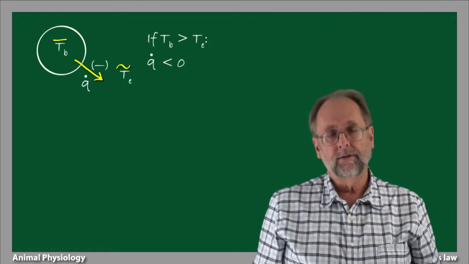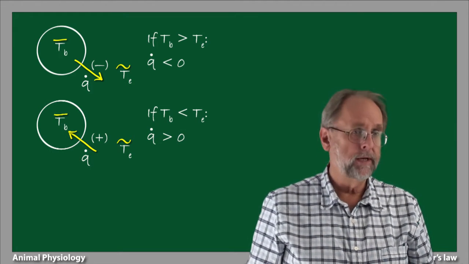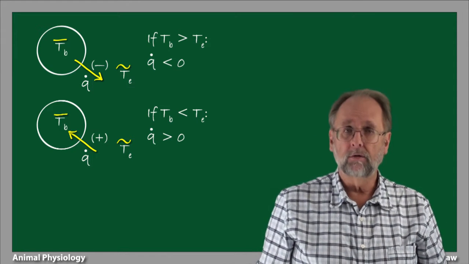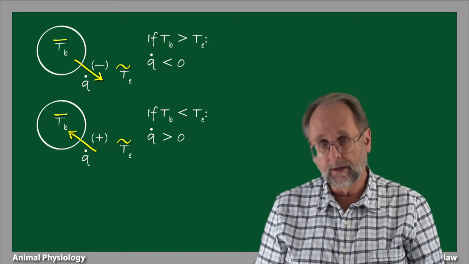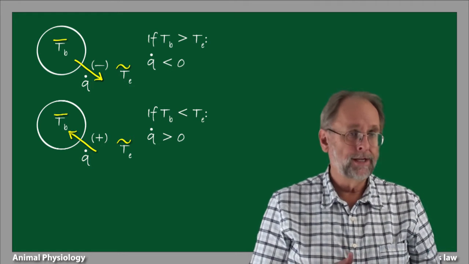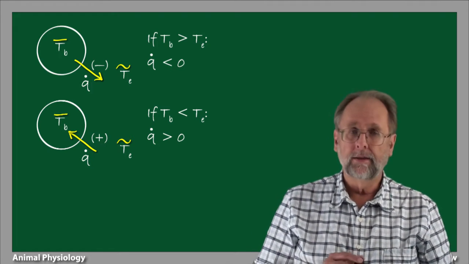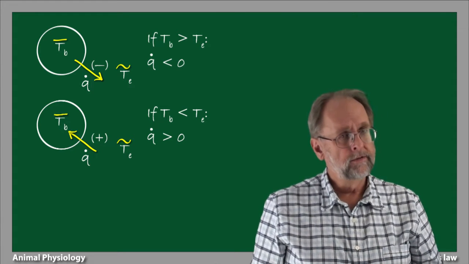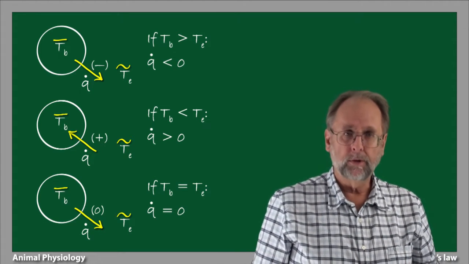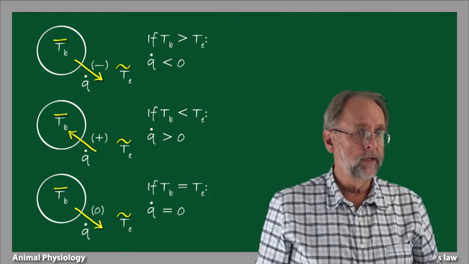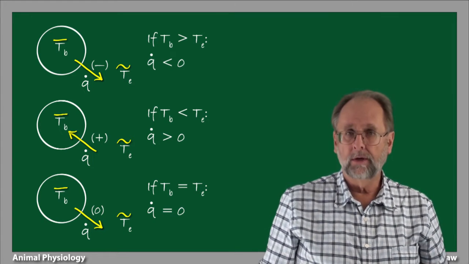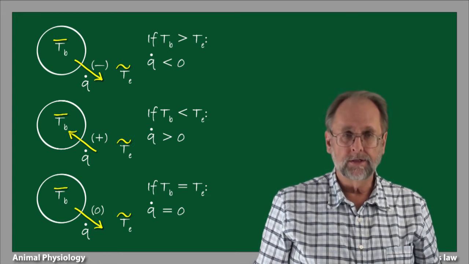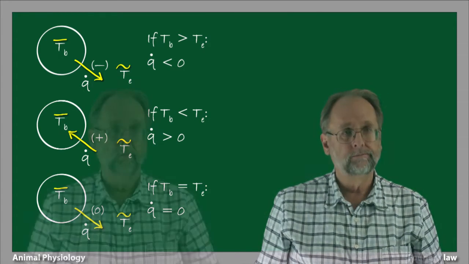Obviously, if the temperature difference is reversed, that is, if body temperature is cooler than the environmental temperature, heat will flow from the environment into the body. According to the sign convention we've just set, this will be a positive heat flux. And of course, if there's no difference between the body temperature and environment, this means there will be no net heat flux into or out of the body. In this instance, the heat flux will be zero.